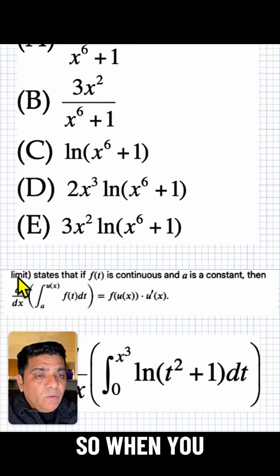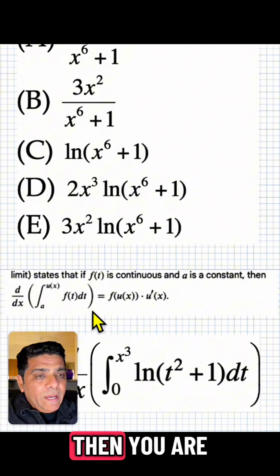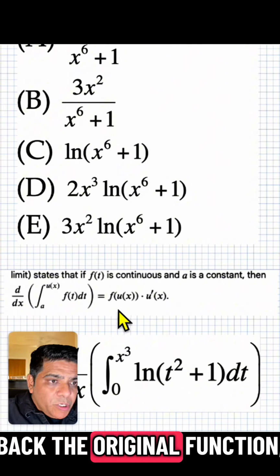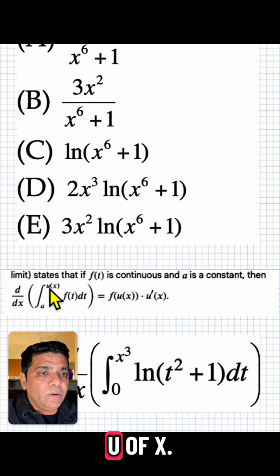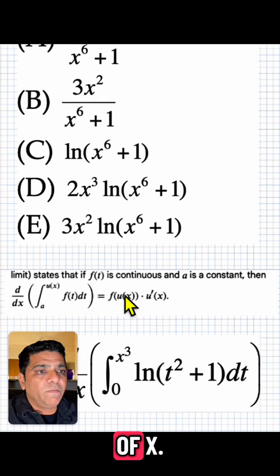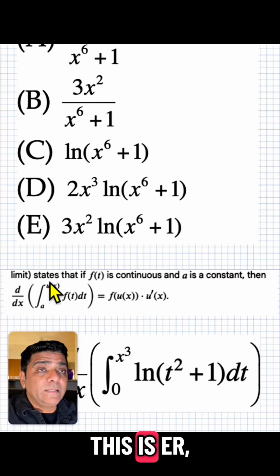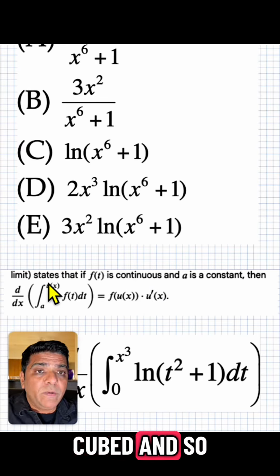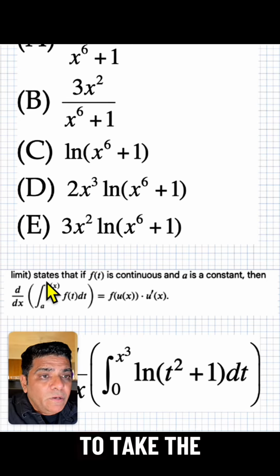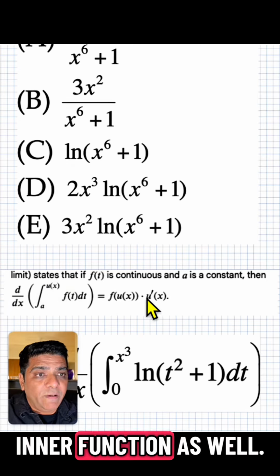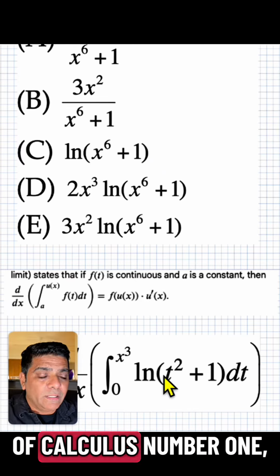So when you take the derivative of this function f of t, you are going to get back the original function, which is basically this upper limit u of x, the function of x. But if this is, let's say, x squared or x cubed and so on, then when you take the derivative of that, you have to use the chain rule. So you're going to take the derivative of the inner function as well. Okay, so that is the fundamental theorem of calculus number one.